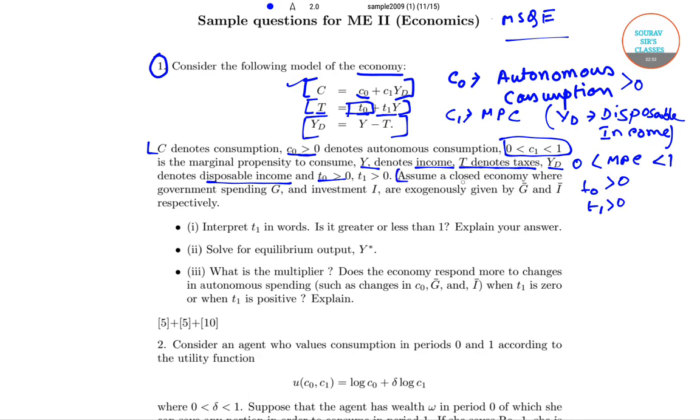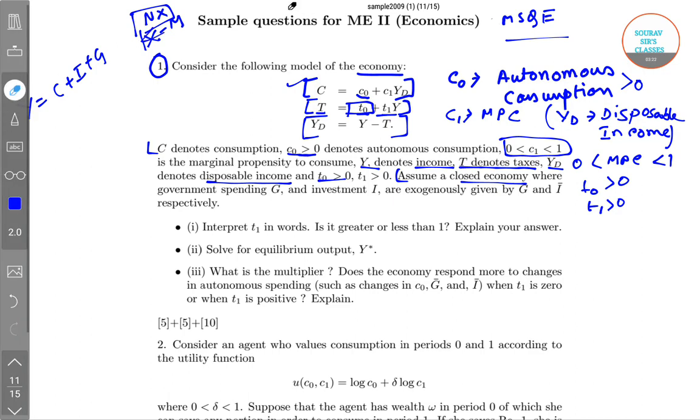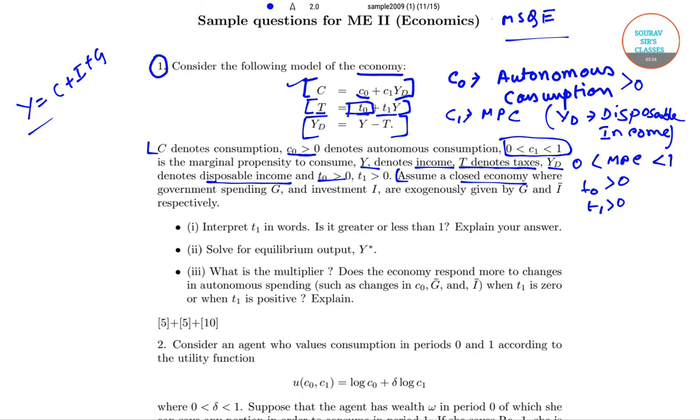Now we are assuming a closed economy. We know in a closed economy the equation must be Y equals C plus I plus G. So what is the difference between closed and open economy? In an open economy there would have been another term, NX, known as net export. Net export is basically export minus import. But in case of a closed economy this term won't be there. So we just have Y equals C plus I plus G.